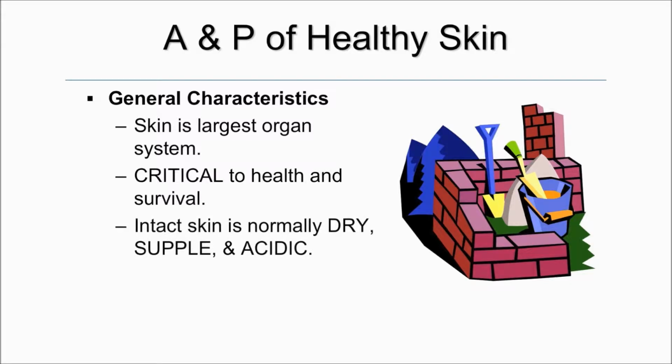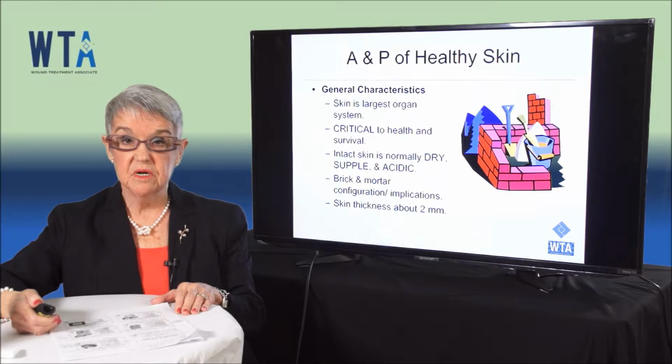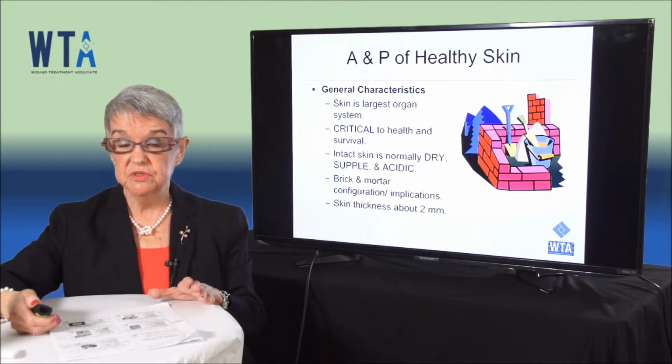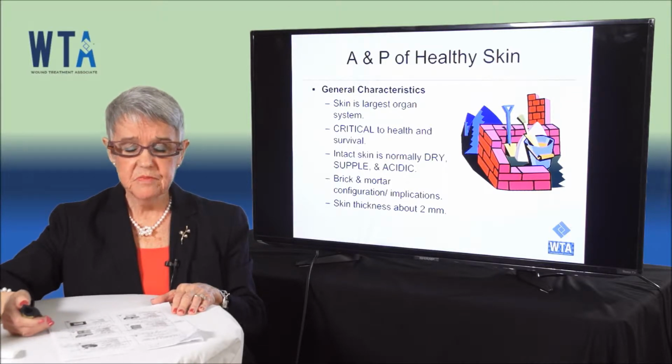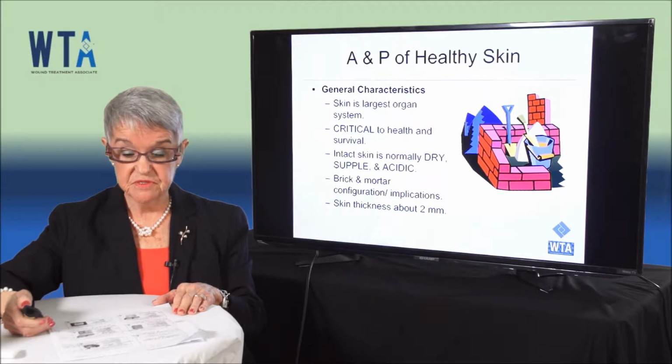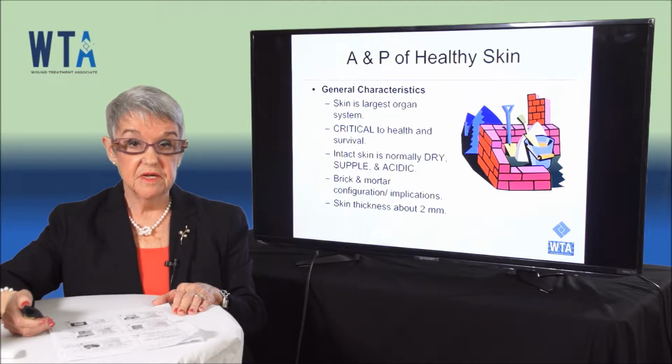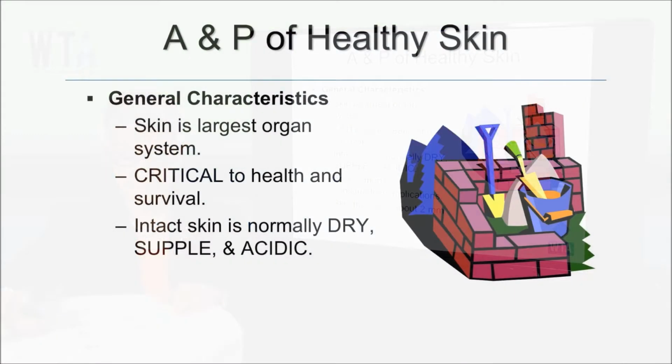Our intact skin, interestingly, is normally dry. It's supple, and it's slightly acidic. In other words, it has an acid pH. And it's going to be necessary, as we discuss some of the other factors regarding wound care and healthy maintenance of the skin, to appreciate the healthy pH of the skin. Because very often there are things that we do to alter the pH, such as using soaps, antibiotics, that would destroy the normal pH and it would become alkaline, and so that's not a healthy state. So it's important that we understand the acid pH of the skin.